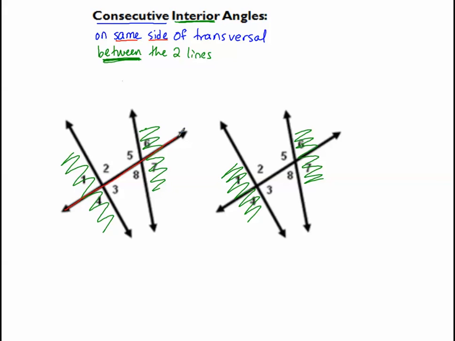So here's the transversal. I'm going to look at this intersection, these two lines intersecting. Angle 2 is on the top. Looking at the other intersection, angle 5 is also on the top. That's the same side of the transversal. So angles 2 and 5 are consecutive interior angles. Similarly, here's the transversal. Angles 3 and 8 are on the same side of the transversal. Angles 3 and 8. Can you identify these different types of angles?